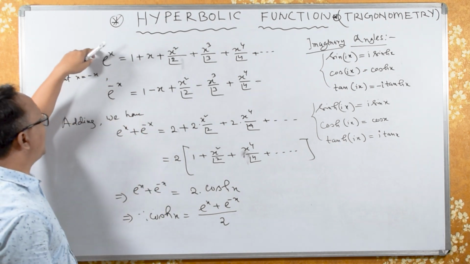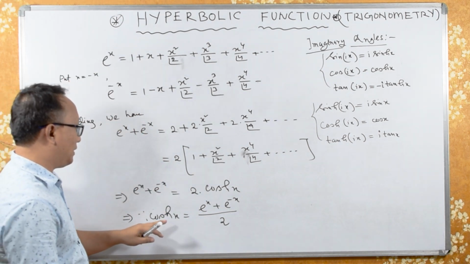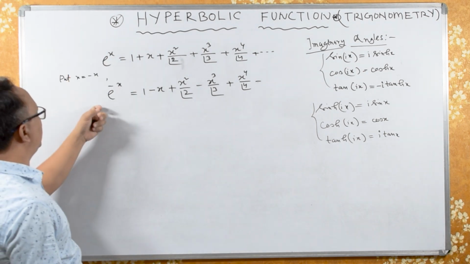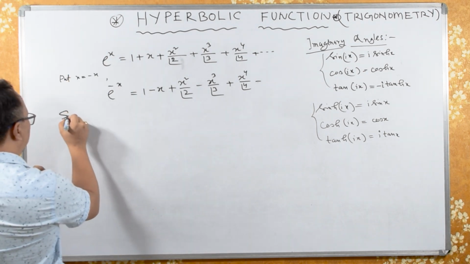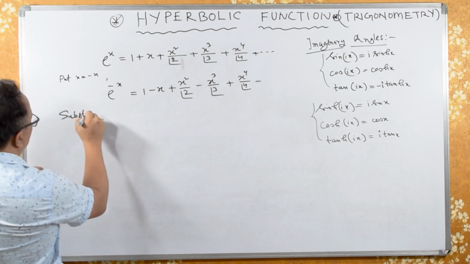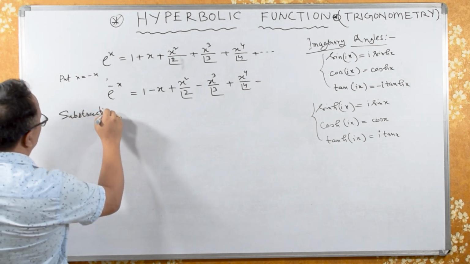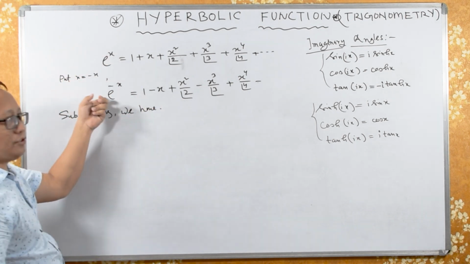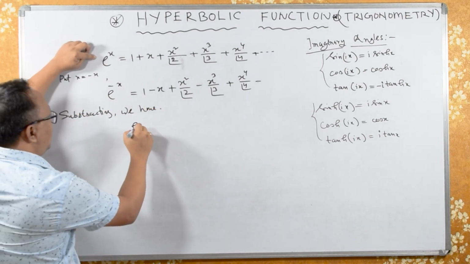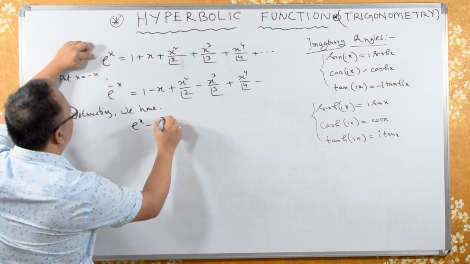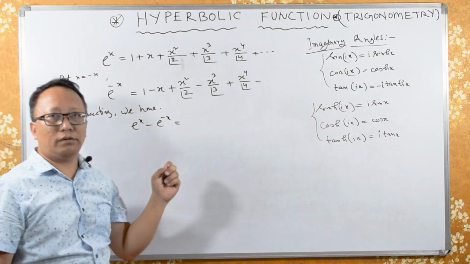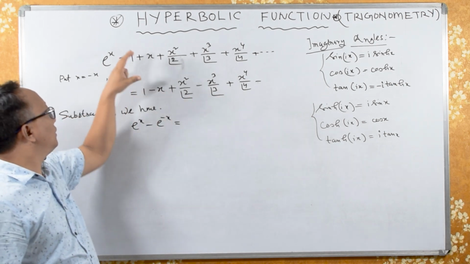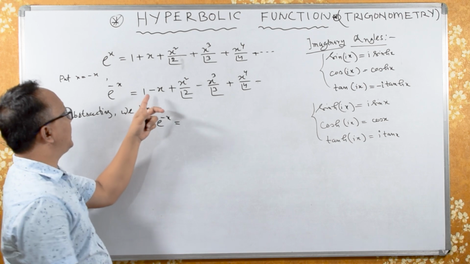Similarly, if I subtract these two, we can get sine hyperbolic x. Now subtracting this, we have e raised to x minus e raised to minus x equals to, now I am giving minus in this equation. Here I am giving minus, so my plus 1 minus 1 gets cancelled.